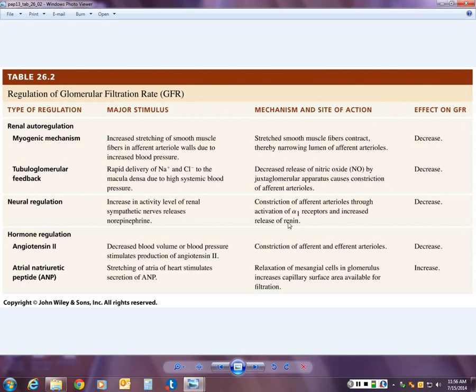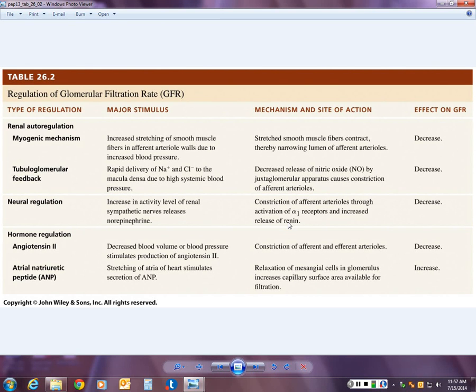So let's bridge into the hormonal regulation. You'll see here hormonal regulation, two hormones, angiotensin II and atrial natriuretic peptide, or ANP. We've seen these hormones in previous chapters, but they both have opposing effects on GFR. Angiotensin II is going to be a hormone that's intended to decrease GFR. Remember, if your GFR is elevated, then you're going to basically be producing larger amounts of urine. The production of urine can actually lower your blood pressure.